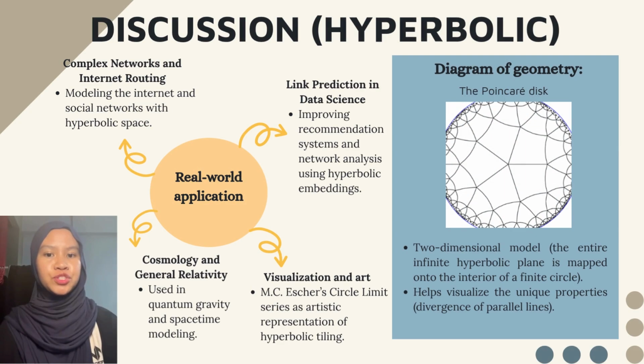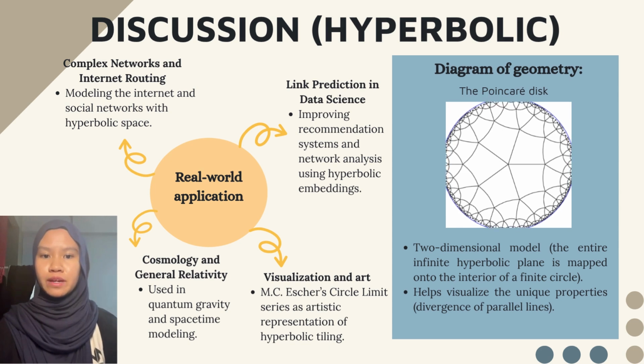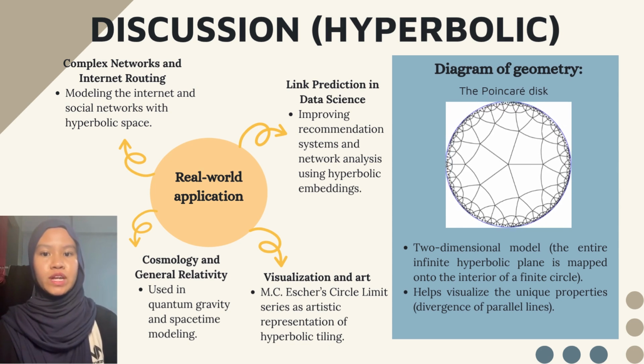Next, hyperbolic geometry. It models complex networks like the internet, where central hubs connect many nodes, while peripheral nodes are sparsely connected. Second, in data science, hyperbolic embedding improves link prediction in social networks and recommendation systems.